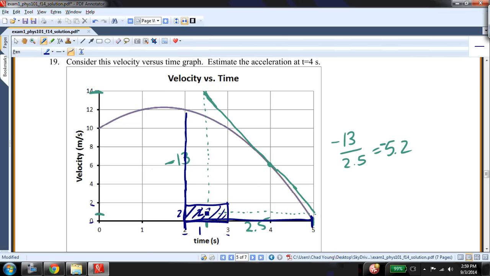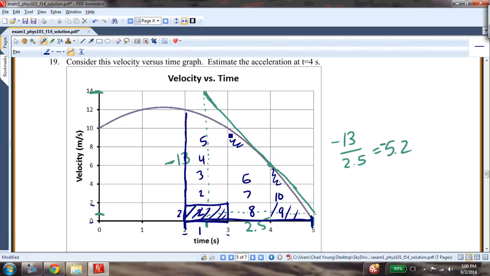Then I count the number of squares. Each is 2. So I have 1 square, 2 squares, 3, 4, 5, 6, 7, 8. And then 9, filling up this square, and then 10, filling up this square along with this one, and then we'll say 11, combining this one as well. So there's about 11 squares total. If I have 11 squares times 2, that means I have a total area of 22.